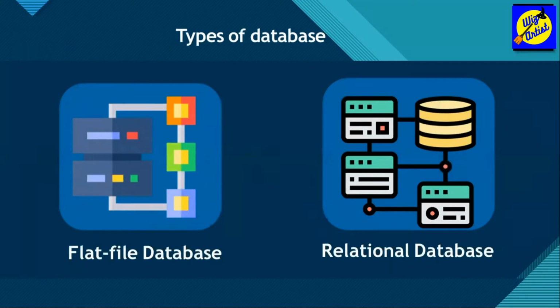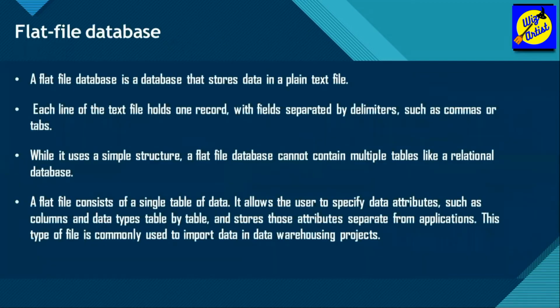What is a flat file database? Let me explain. A flat file database is a database that stores data in a plain text file. Each line of the text file holds one record, with fields separated by delimiters such as commas or tabs. While it uses a simple structure, a flat file database cannot contain multiple tables like a relational database. A flat file consists of a single table of data.